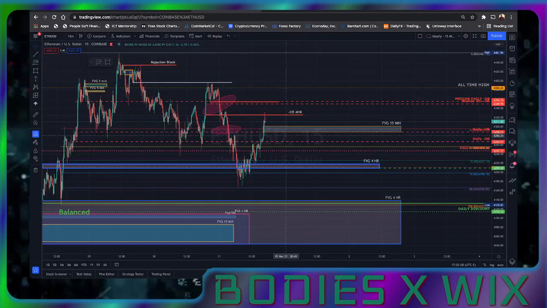But before it does that, it's probably going to hit these bearish order blocks right here. You're going to see it come back down, probably dip into this 15-minute fair value gap. That's why it left one. And then after that, you're going to see it run.